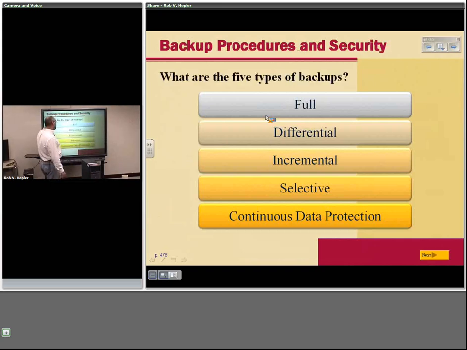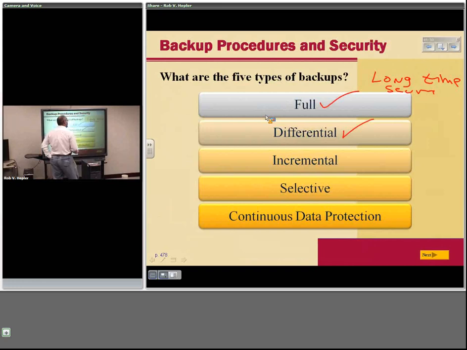We've talked about backups, but real quick, a full backup takes everything you have and just puts it on another place. So if your computer blows up, you've got everything you had. It takes a long time, but it's the most secure.